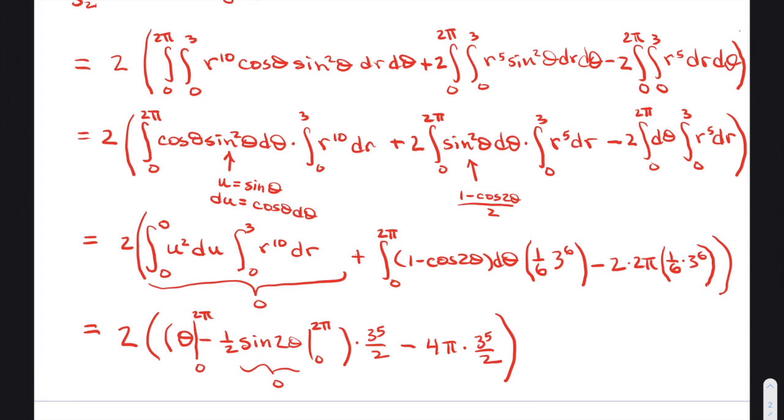Okay, I'm just sort of trying to catch any mistakes. Remember there's a 2 times everything here, so the first part of this just has 2 times 2 pi, so that's 4 pi times the 3 to the 5th over 2. So I think that ends up being 2 pi times 3 to the 5th over 2, and then minus 4 pi times 3 to the 5th over 2.